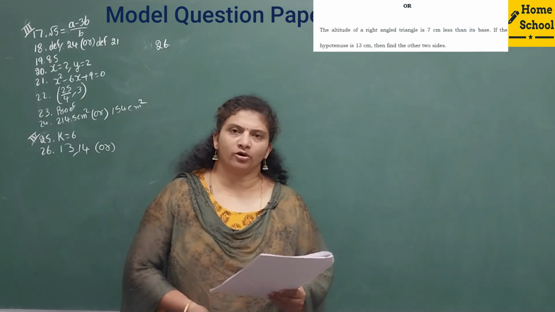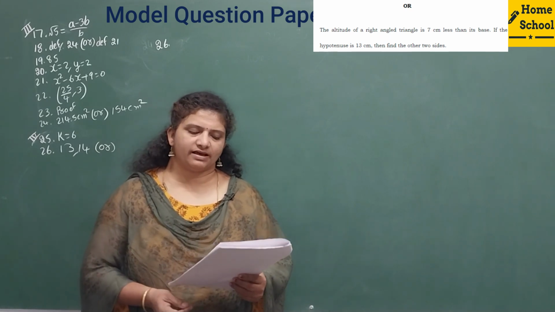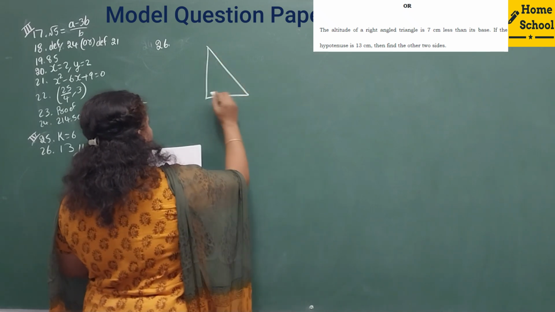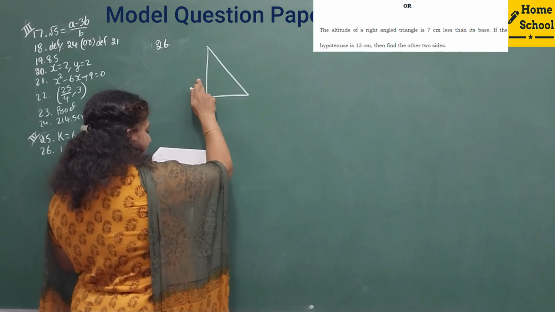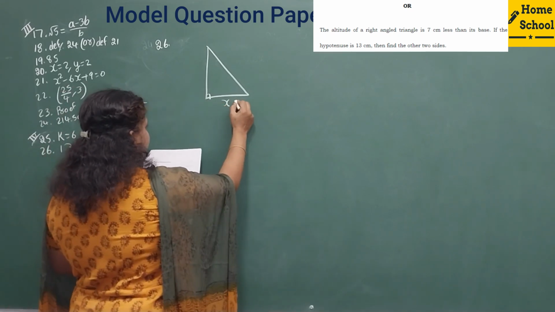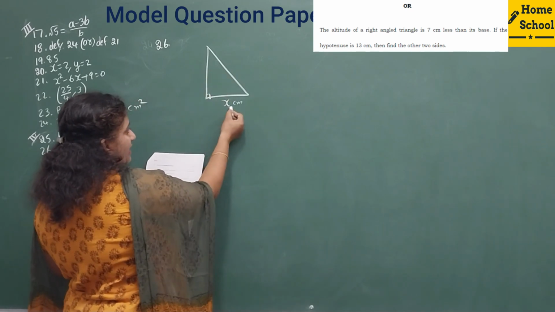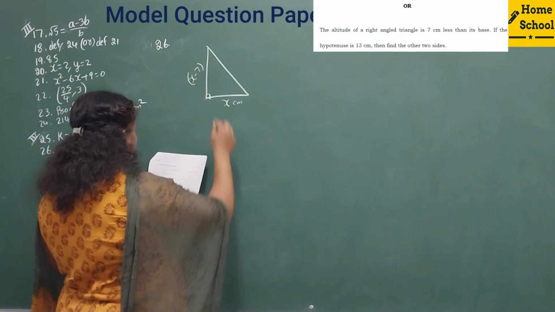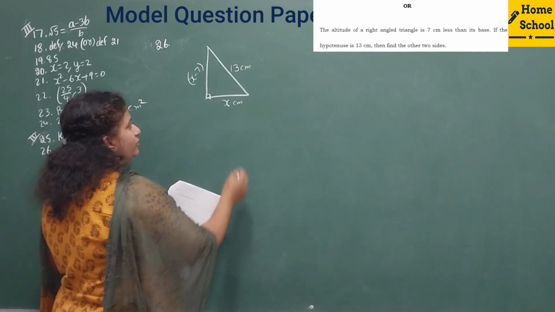In this we have one more OR question. The altitude of a right angle triangle is 7 cm less than its base. Let me draw a right triangle. Let us assume the base be x centimeter, and the altitude is 7 cm less than its base, that means x minus 7 centimeter. If the hypotenuse is 13 centimeter, then find the other two sides.